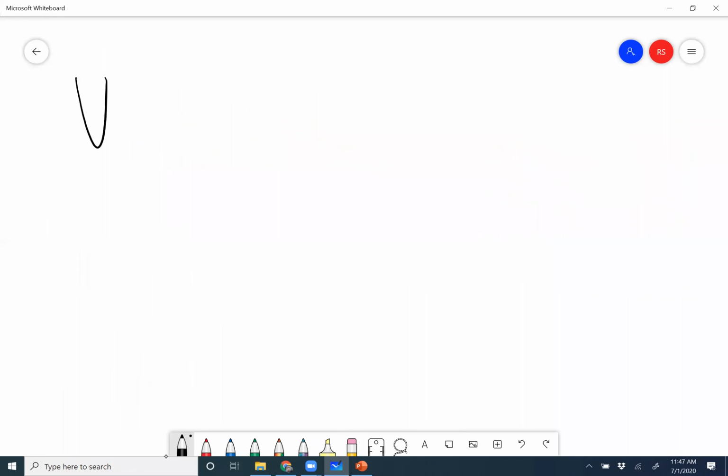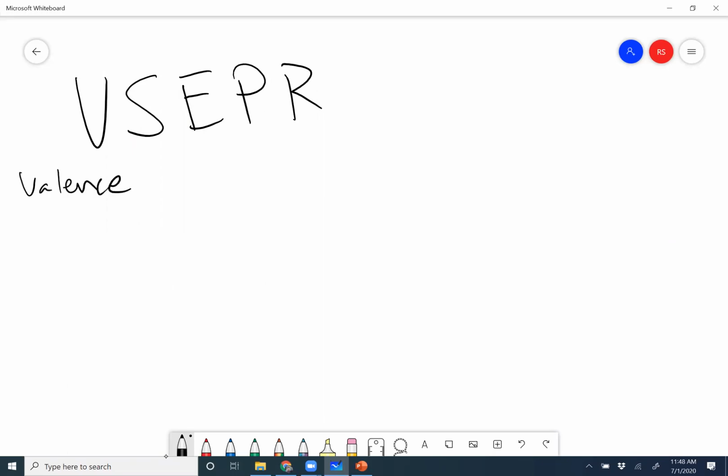This is a theory called valence shell electron pair repulsion, otherwise known as VSEPR theory, even though it doesn't really spell "Vesper." This stands for valence shell electron pair repulsion.